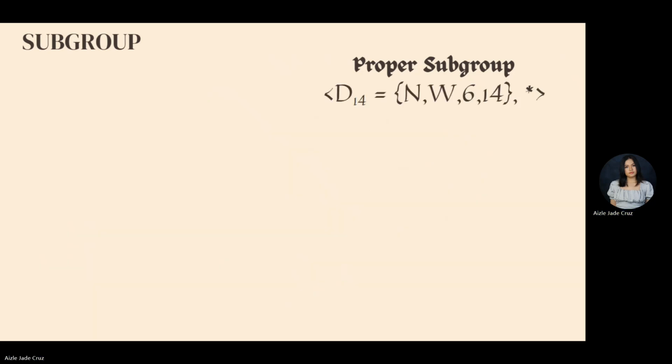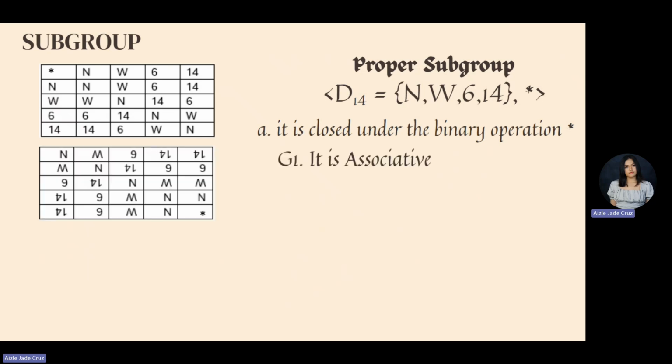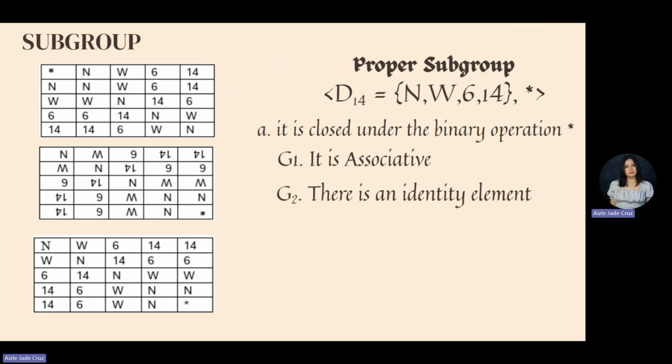And next, D sub 14 consisting of the elements N, W, 6, and 14. G sub 0, it is closed under the binary operation star. G sub 1, it is associative because if we rotate the table by 180 degrees, the structure will be the same as the original table. Then G sub 2, there is an identity element which is N.